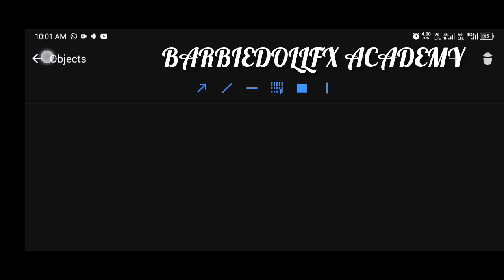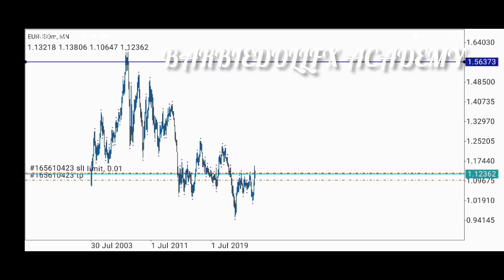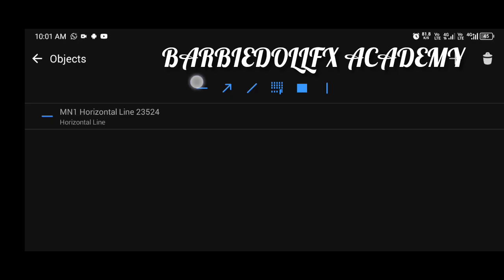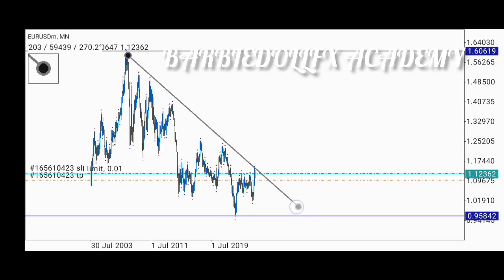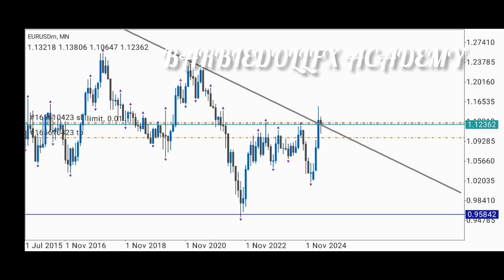You see me mark out my highs with the horizontal line, and mark out my lows. I will then mark out other structures that will help me know if I'm going to buy or sell. This is what we call technical analysis. Now use your trend line to get your chart patterns. You now look at your candlestick patterns. You know the names of the candlesticks that appear once you come to the chart.